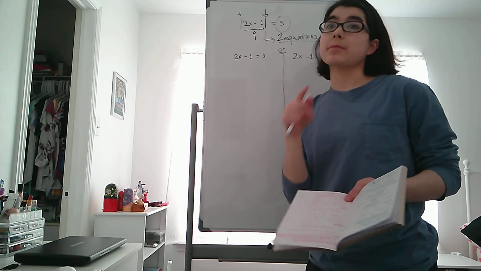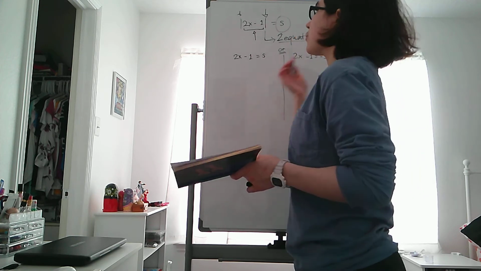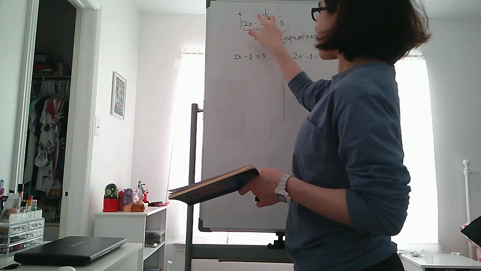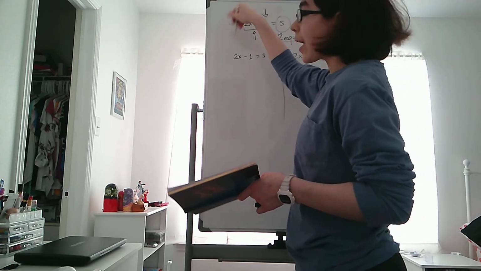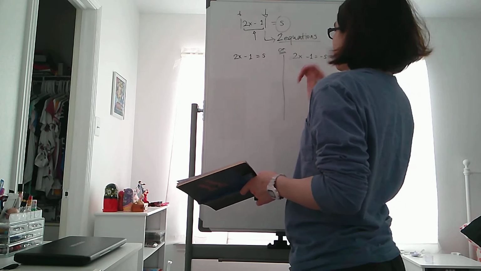No, that's impossible, because absolute value is non-negative. You can't have it negative. The only way you could have it negative is if you have an absolute value and a negative outside. But we're not doing that, right? We're just focusing on the simple absolute value. So let's solve these two equations.